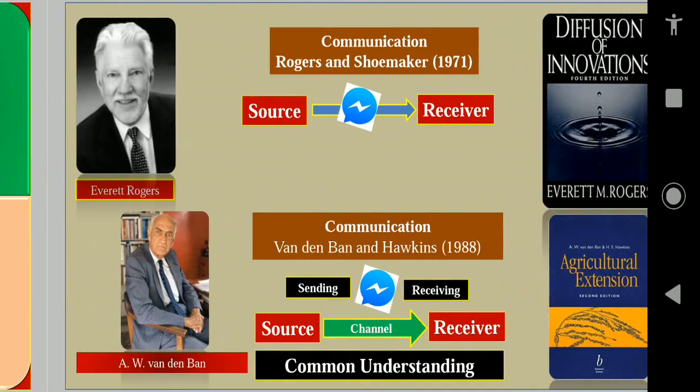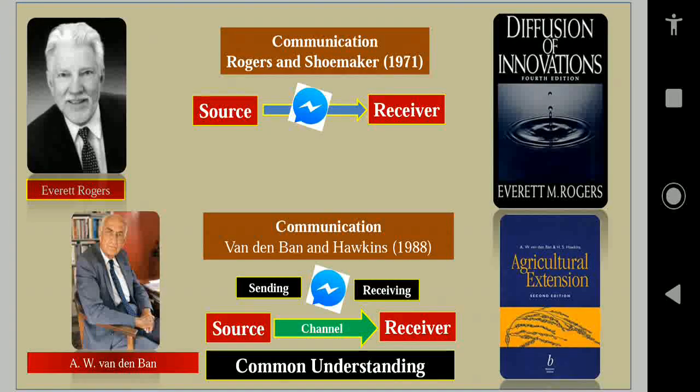Next, the communication definition given by Rogers and Shoemaker. It is given in which year? 1971. Here he told that from source, the message is transferred to the receiver. Communication is the process by which messages are transferred from a source to receiver. Nothing else, just the source, message, and receiver.